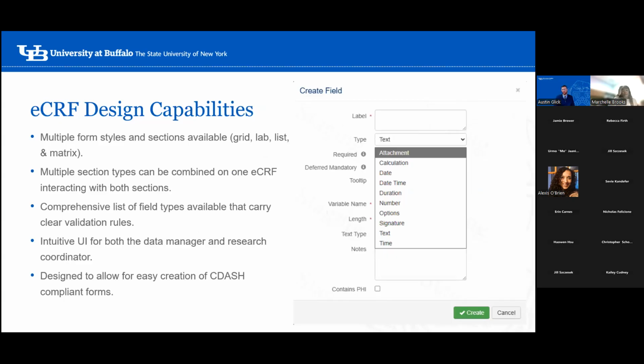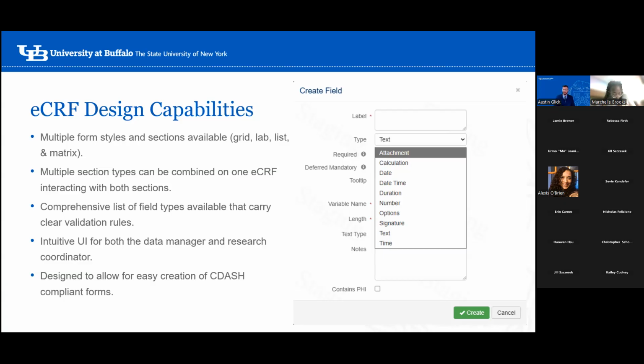So some of our design capabilities: there's multiple form styles and sections available. We get grid, lab, list, and matrix, but the multiple section types can be combined on one eCRF, and you can interact with both sections. And more importantly, you can create validation across both sections. So if you wanted to create a form that had a list at the beginning with some intro questions, and then you wanted to add a matrix to do a questionnaire, you could do that, and you can have them flow seamlessly into each other, and they look really nice. And you can set your validation based off of those entry-level questions, and that would affect the matrix.